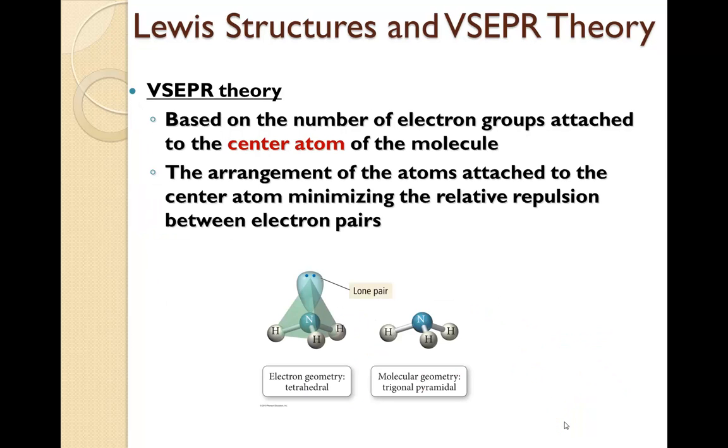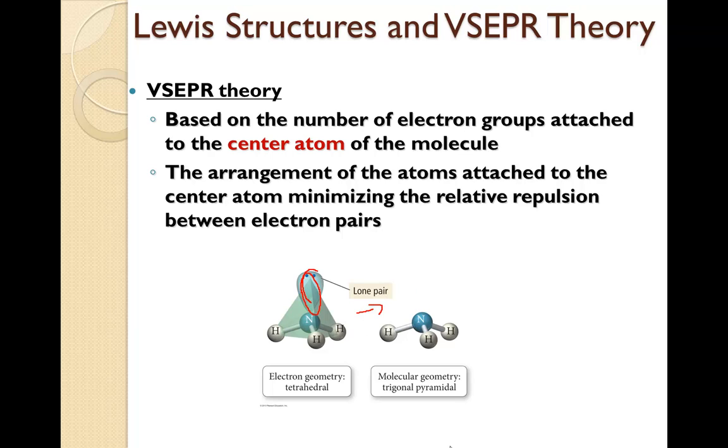VSEPR theory is based on the number of electron groups attached to the center atom of the molecule, and the arrangement of the atoms attached to the center atom, minimizing the relative repulsion between the electron pairs. So this lone pair still takes up space even though you don't see it. Once you actually see the shape, those lone pairs go away.